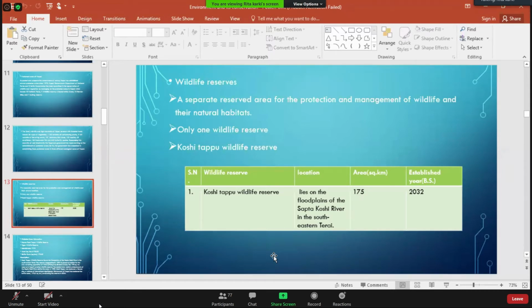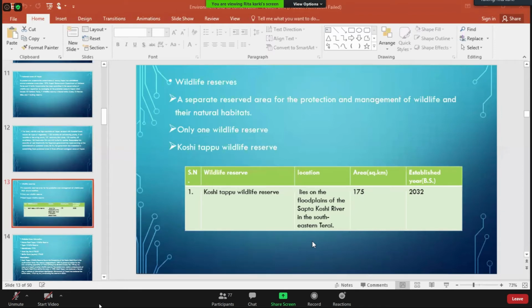We all know there is only one wildlife reserve present in our country, which is the Kotapu Wildlife Reserve. Kotapu Wildlife Reserve lies in the plains of the Saptakosi River in the southeastern Tarai of our country. It lies in the Tarai region near the floodplains of the Saptakosi River. The Saptakosi River flows through the Kotapu Wildlife Reserve. This wildlife reserve was established in 2032 Bikram Sambat in order to protect the wild species of plants and animals.